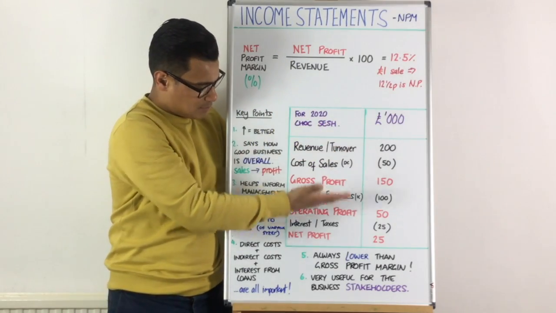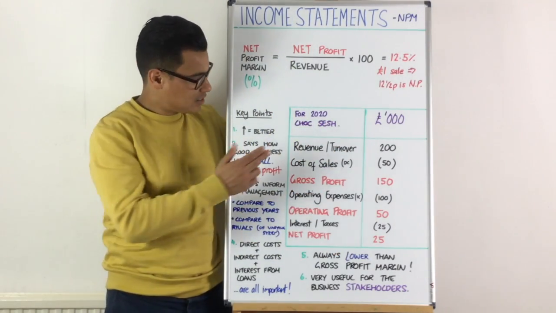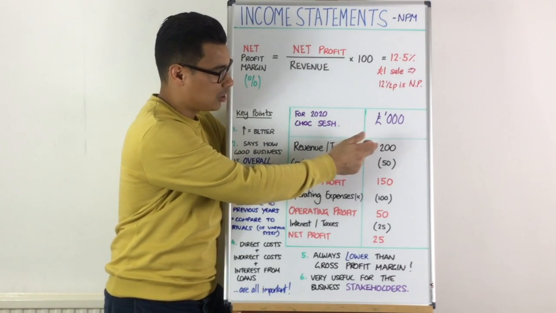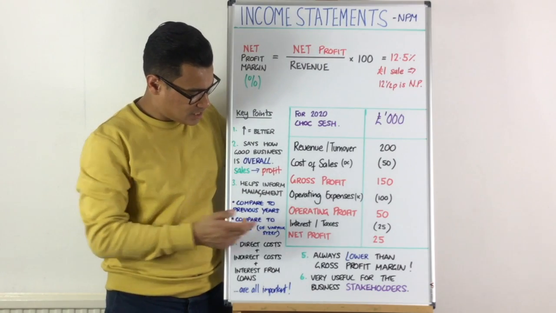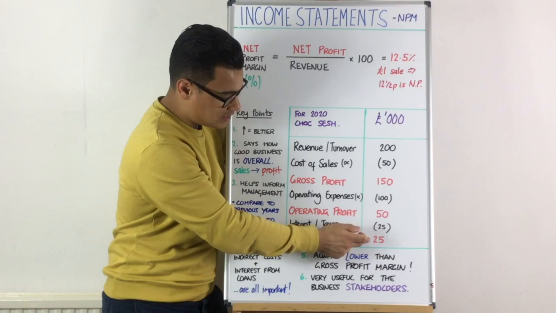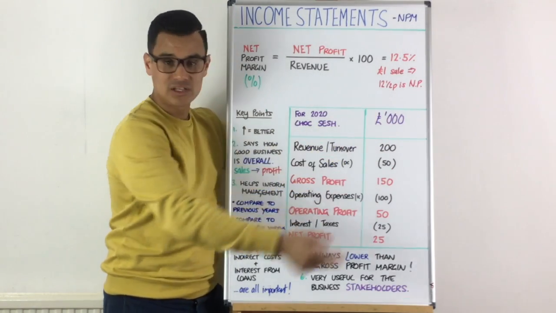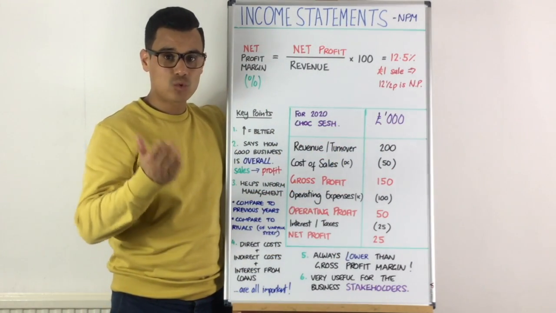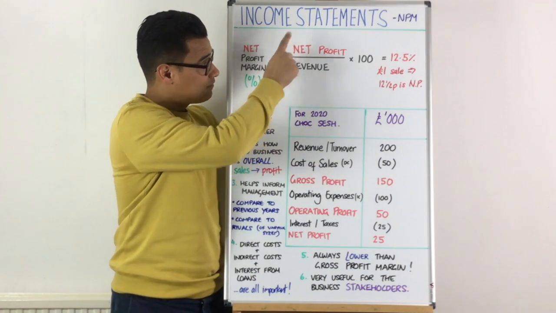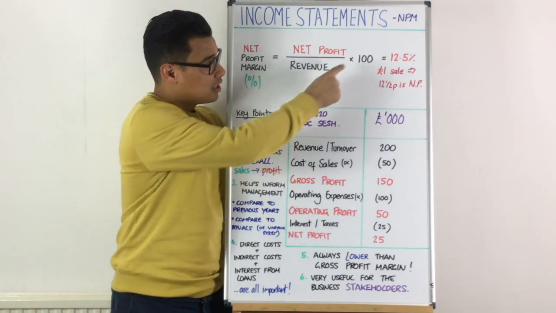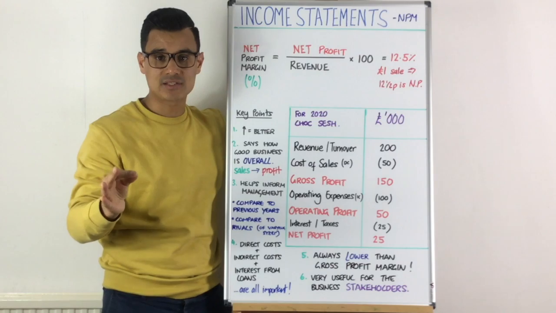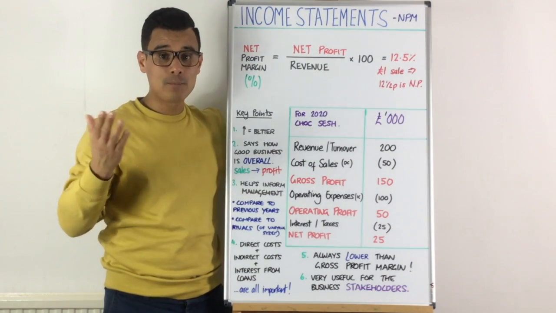So we've got an income statement here, and you can see that they've made revenue, or turnover as it's sometimes called, of 200,000. And you can see that their net profit, which is going to go on the top half of the formula, is 25. That's 25,000 because of the 3 zeros. So therefore, 25 divided by 200, times by 100, will come to 12.5%.